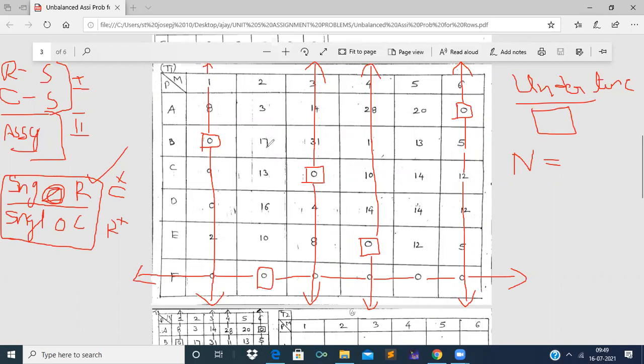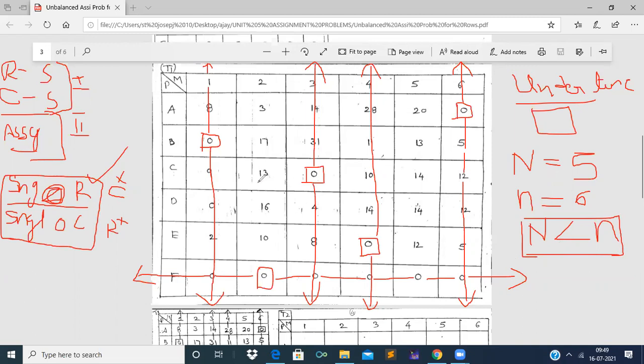1 for row and 4 for columns. Therefore the number of lines is 5, and let us count the number of rows or columns. That is small n, the number of rows or columns, is equal to 6. And here we have got the capital N value lesser than small n. That is, the number of lines is lesser than the number of rows or columns. Right, now what we have to do?